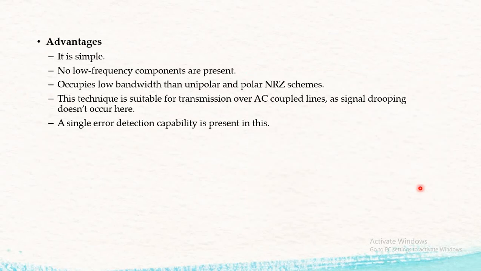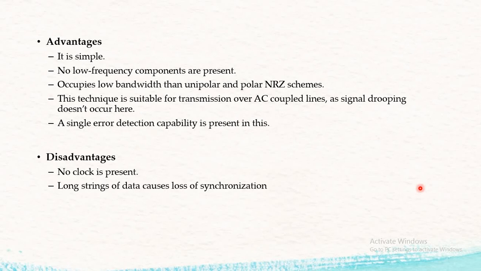Its advantages: it is simple, no low frequency components are present, and it occupies lower bandwidth than the unipolar and polar NRZ schemes. This technique is suitable for transmission over AC coupled lines as signal drooping doesn't occur here. A signal error detection capability is present. Disadvantages: no clock is present and a long string of data causes loss of synchronization. So if you have a long string of data, there is a chance of losing synchronization.